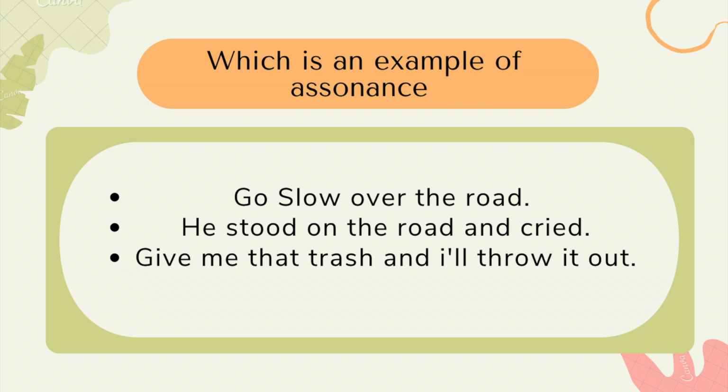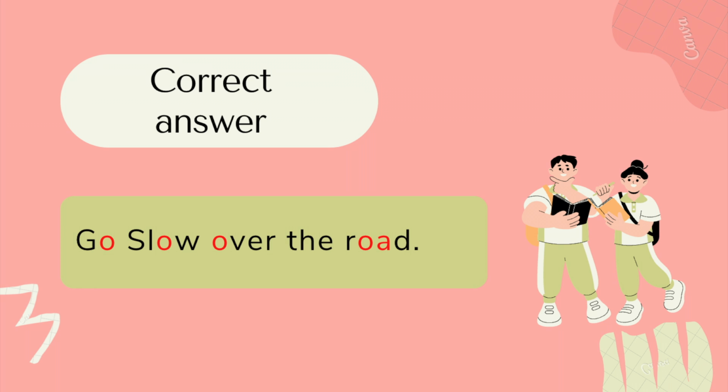Now it's your turn to figure out which phrase is an example of assonance. Either "Go slow over the roads," "He stood on the road and cried," or "Give me that trash and I'll throw it out." The correct answer was "Go slow over the roads," because the vowel sound O is repeated.